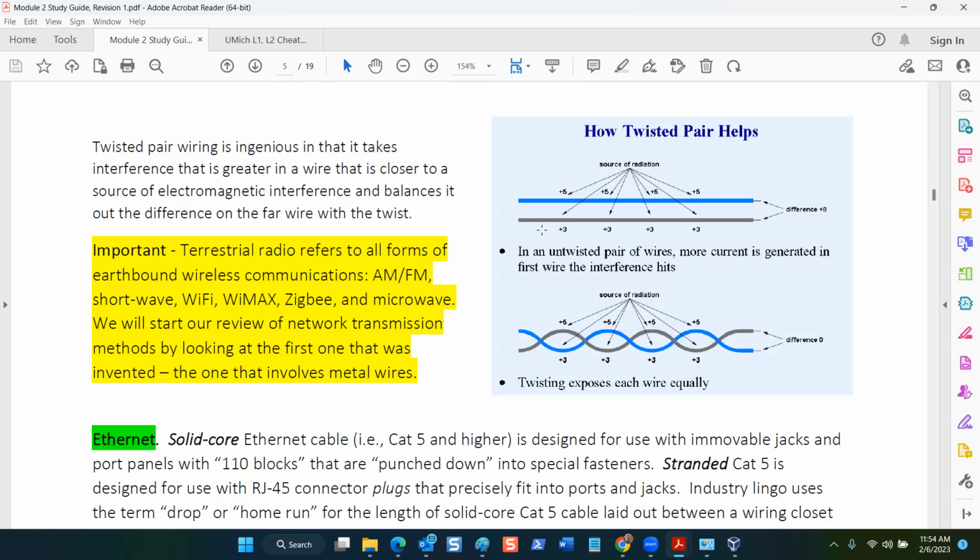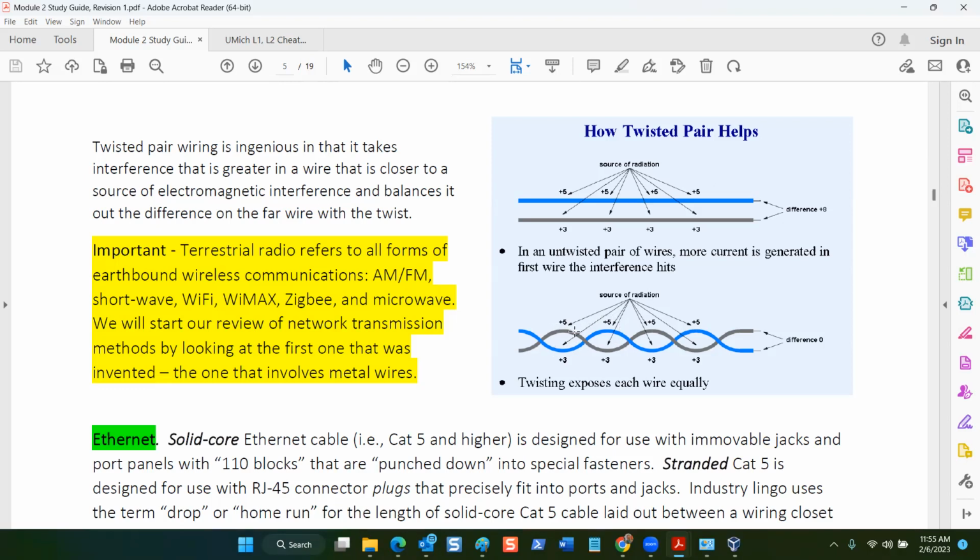higher on one line compared to another. And this mucks with the send and receive. Whichever side, sending or receiving, is closest to the fluorescent light, you lose those data signals a lot faster. So Bob Metcalfe and the Ethernet folks came up with this idea of twisting the wires, right?